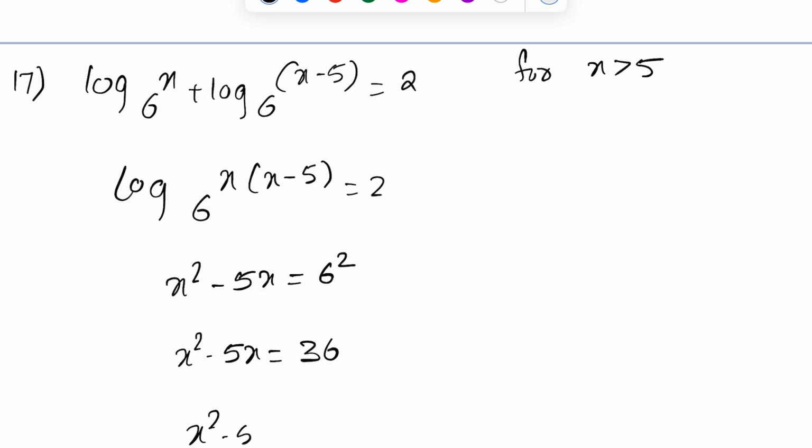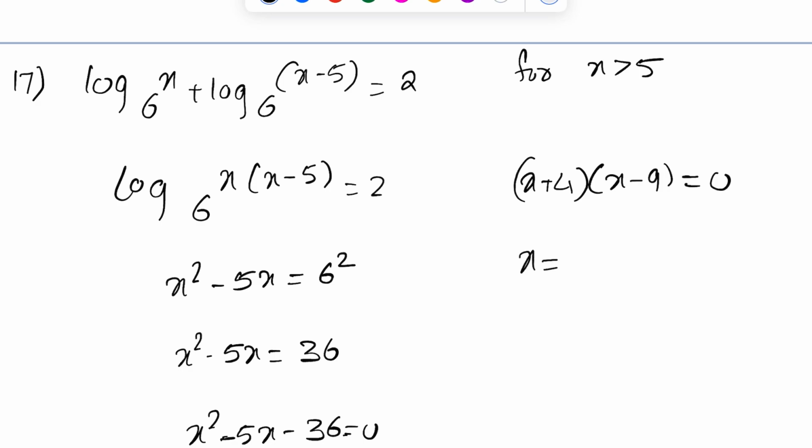x square minus 5x minus 36 equals 0. Factorize it out: (x plus 4) times (x minus 9) equals 0. So either x equals negative 4 or x equals 9. x equals negative 4 is rejected because x is greater than 5. So therefore the only answer is x equals 9. That's question number 17. Now going to question number 18.